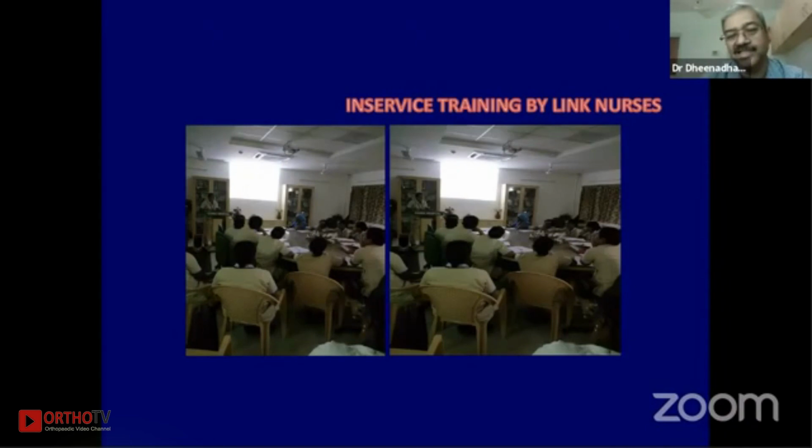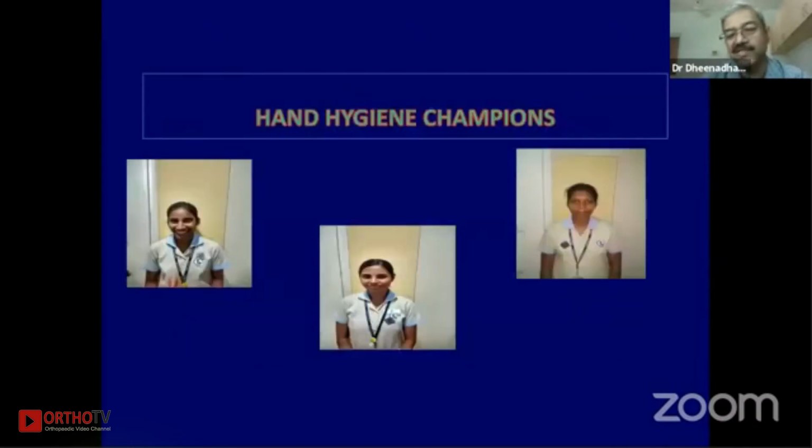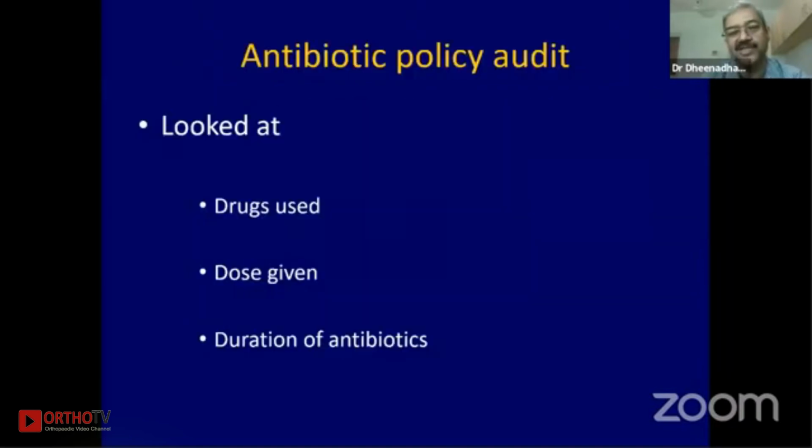Of course, the link nurses keep educating each one, and then we prepare them as hand hygiene champions. Once these are all given, they continuously monitor the other nurses. So that is how it is being done.